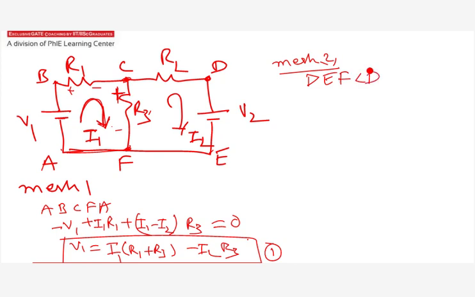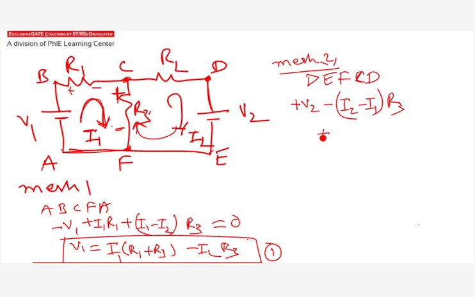I2 minus I1 into R3 plus this current here. This current is I2 into R2 is equal to 0. Again, V2 is equal to minus I1 R3 plus I2 into (R2 plus R3). Okay, so this is my equation 2. So I can solve these two to get the values of I1 and I2.